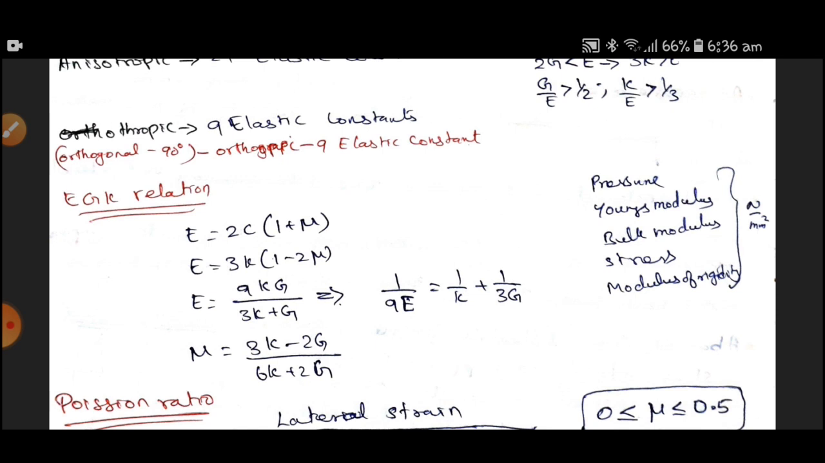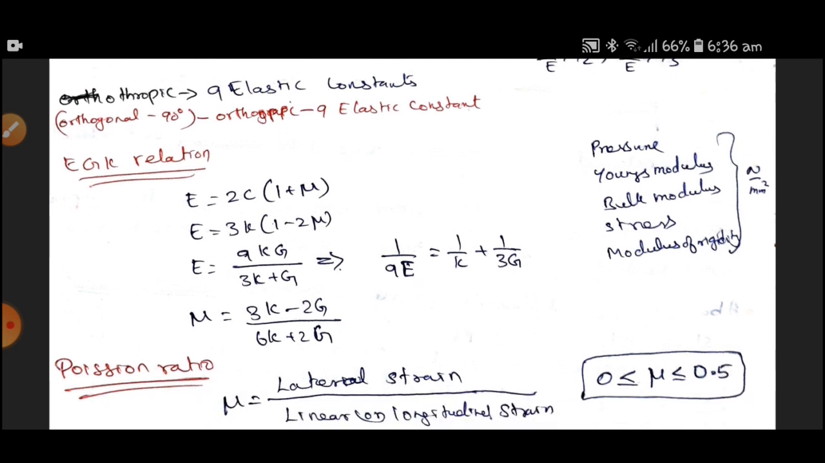Please do know the relationship between E and K, that is Young's modulus and bulk modulus. Here E is equal to 3K (1 minus 2 mu). And the E, G, K relationship, we have two. One is E is equal to 9KG divided by (3K plus G), or we can say 1 by 9E is equal to 1 by K plus 1 by 3G.